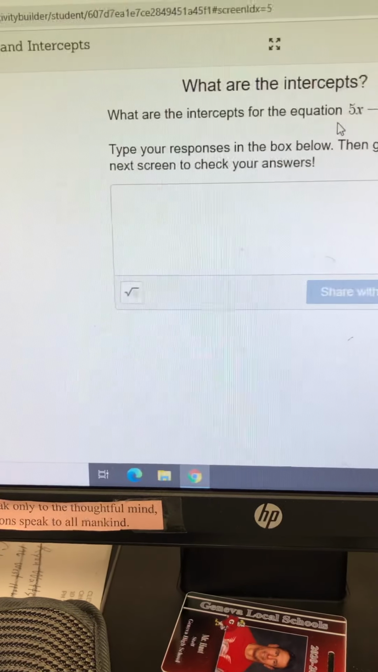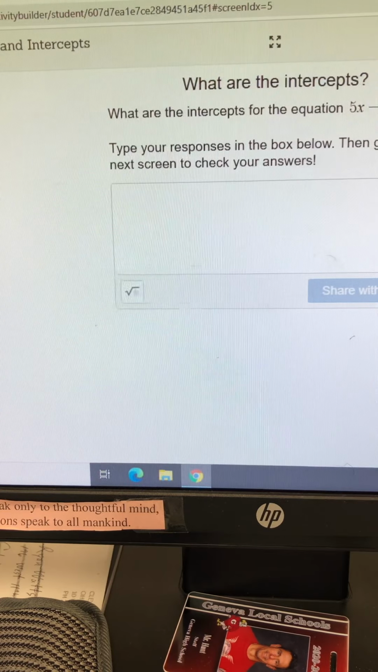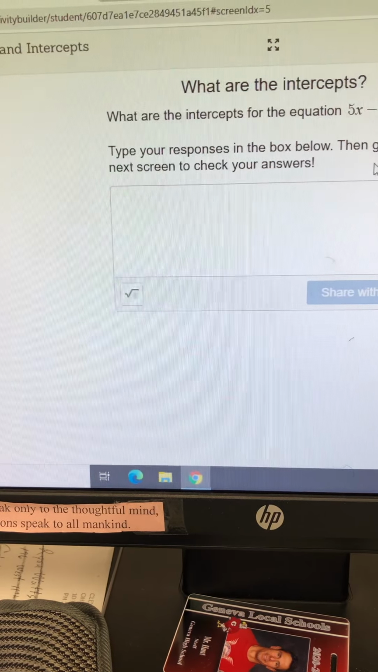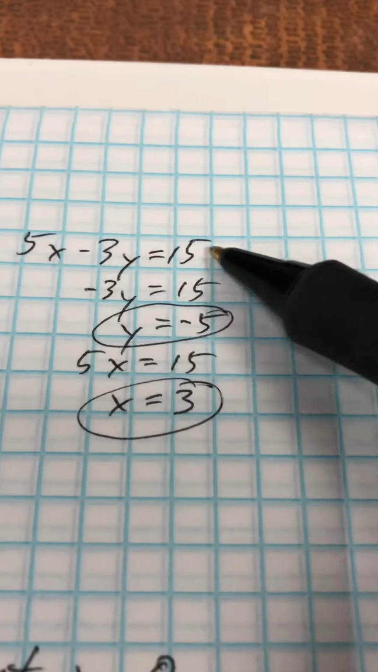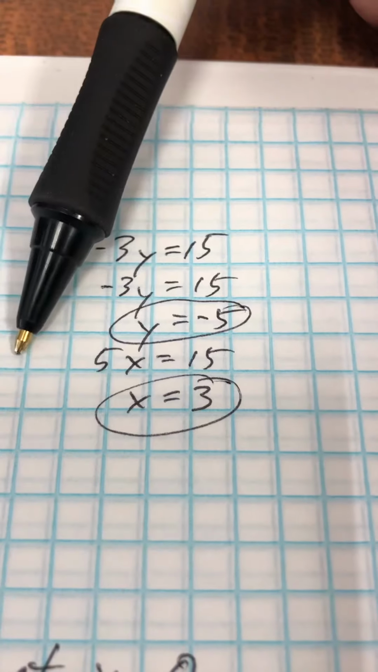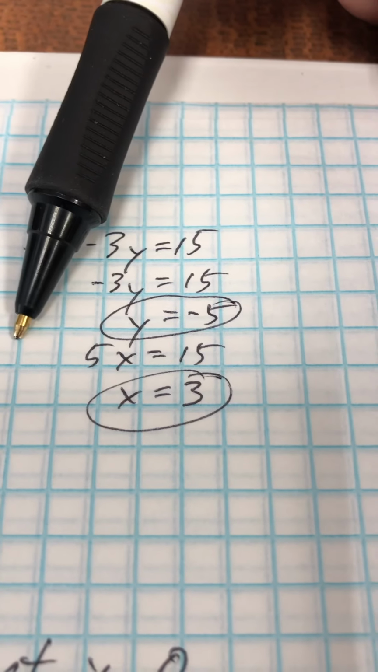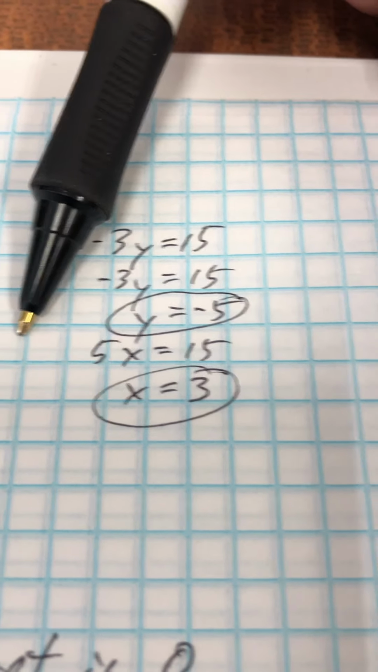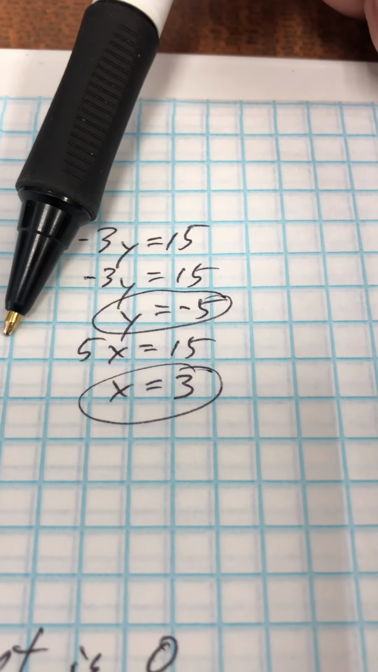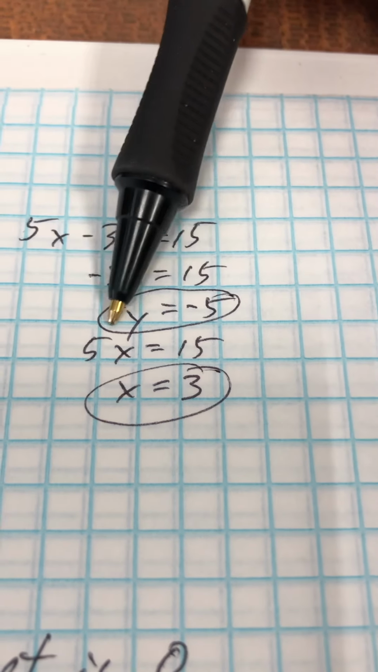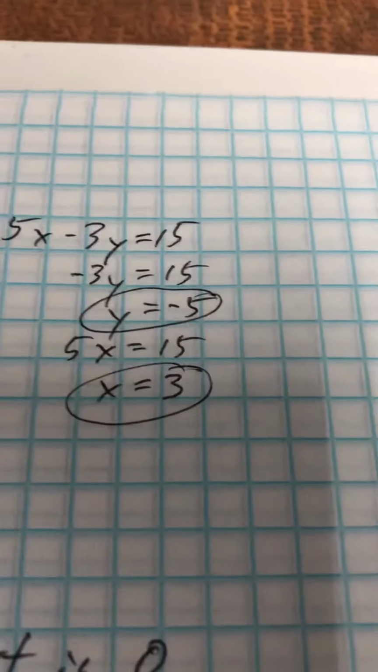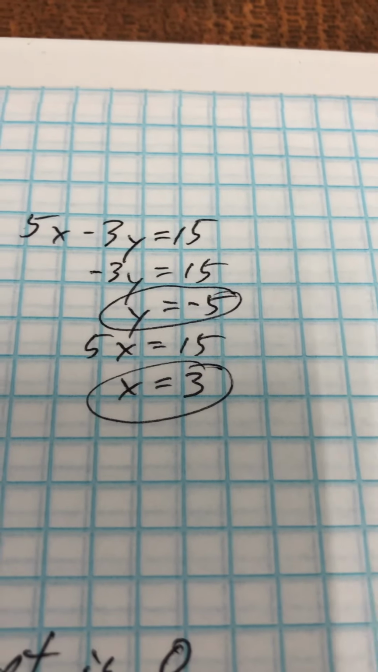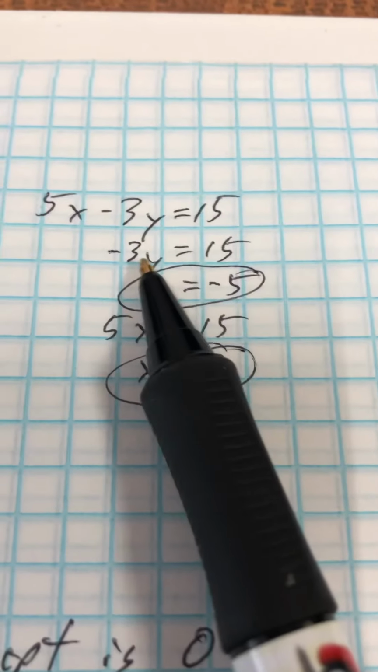Okay, what are the intercepts for the equation 5x minus 3y equals 15? And then you're supposed to put your answer here. And so I have here for you, when x is 0, I always go first with x is 0, and then I find the y-intercept. I don't know why, I just do it that way. So you could have y equals 0 first and go for the 5x equals 15, but, to each his own. Here we go.